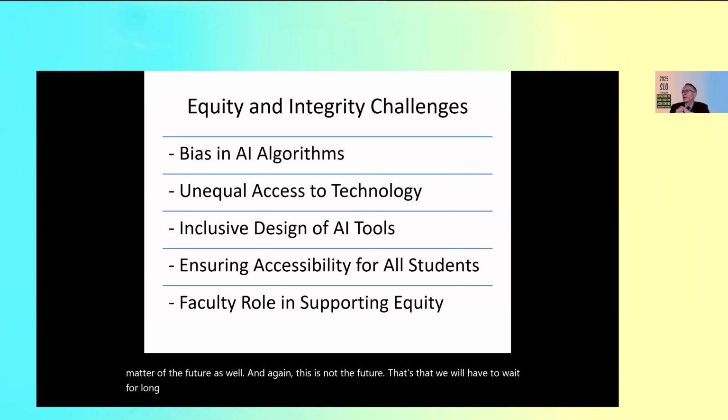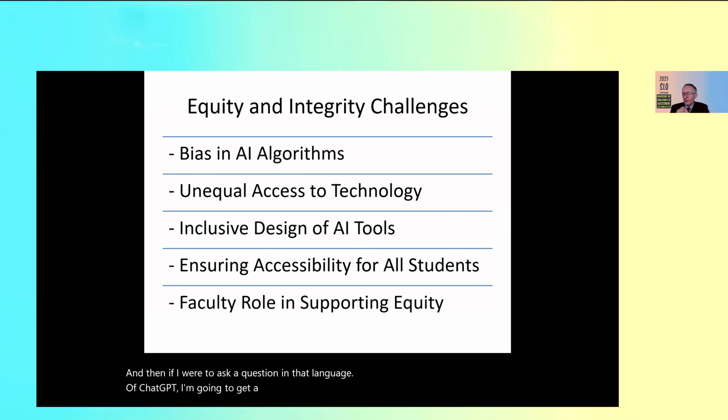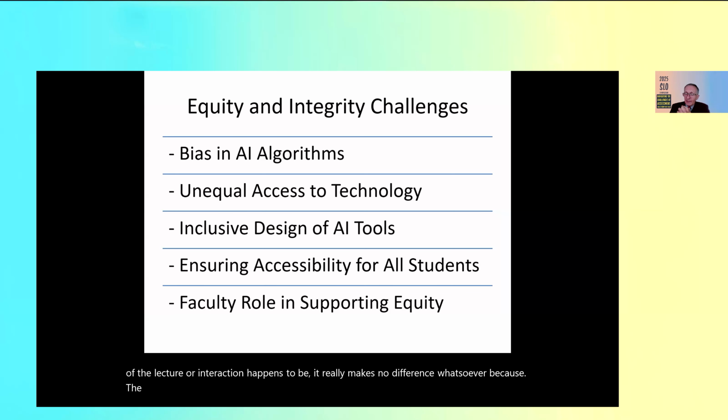ChatGPT right now speaks back to me in the language that I asked the question in. So if I want to have a text translated into Vietnamese, then it happens instantaneously. And then if I were to ask a question in that language of ChatGPT, I'm going to get a response, and I can have a conversation. So whatever the topic of the lecture or interaction happens to be, it really makes no difference whatsoever, because the translation can happen instantly. The same thing is happening even with sign language.